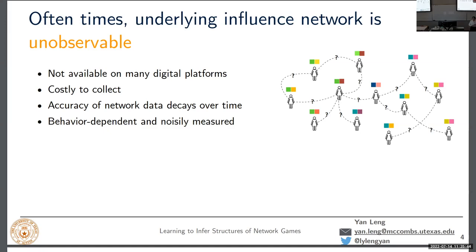And third is that the network data that we collected are static, which means that the accuracy will decay over time because of the dynamics in the network. So new edges are being built and old edges are destroyed.